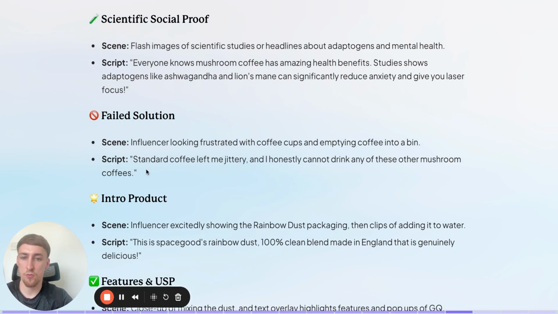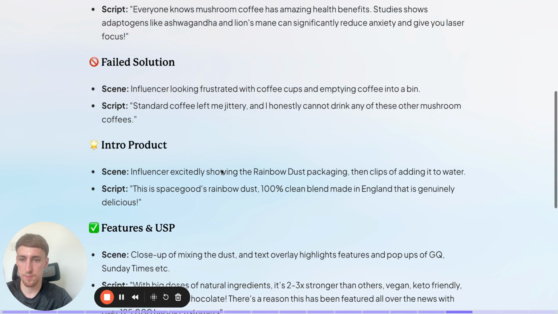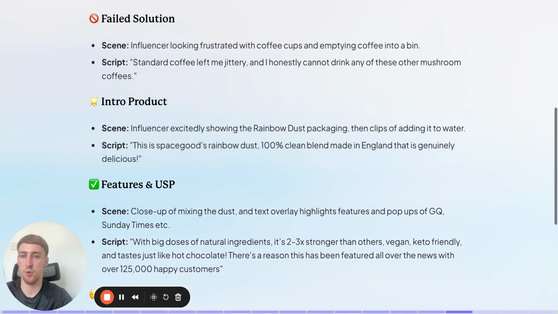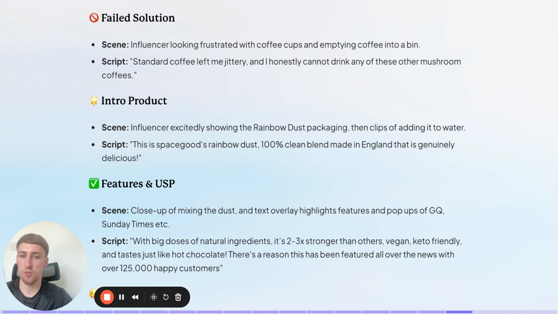"Standard coffee left me jittery, and I honestly cannot drink any of these other mushroom coffees." So a failed solution. Clearly, this creator doesn't like the taste of the mushroom coffee that they're drinking. They're going to be looking frustrated, emptying coffee into a bin. And then we're going to intro your product. "This is Space Goods Rainbow Dust, 100% clean blend made in England that is genuinely delicious."